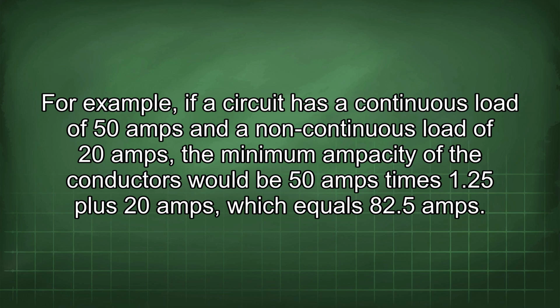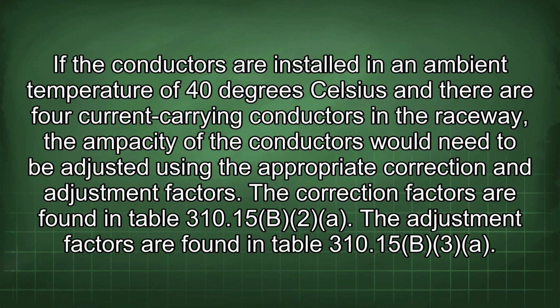For example, if a circuit has a continuous load of 50 amps and a non-continuous load of 20 amps, the minimum ampacity of the conductors would be 50 amps times 1.25 plus 20 amps, which equals 82.5 amps. If the conductors are installed in an ambient temperature of 40 degrees Celsius and there are 4 current-carrying conductors in the raceway, the ampacity of the conductors would need to be adjusted using the appropriate correction and adjustment factors.